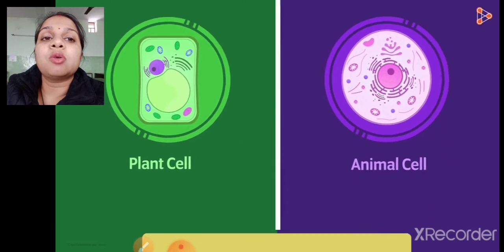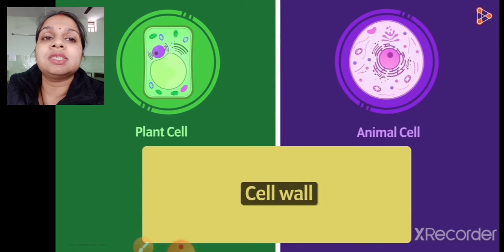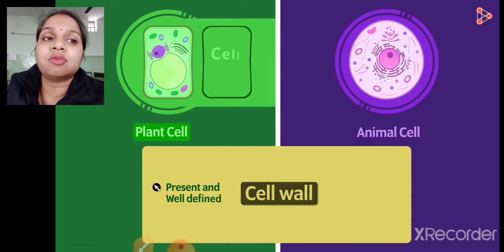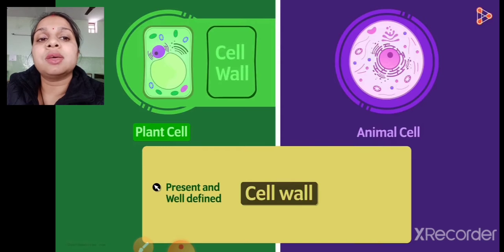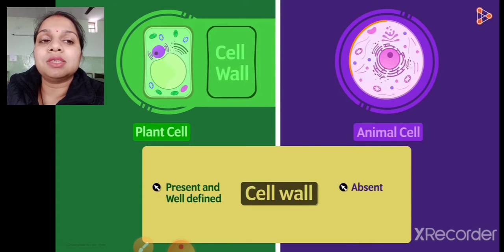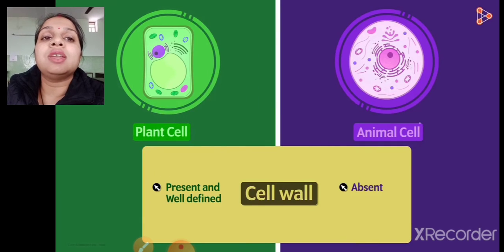The first point is the cell wall. In a plant cell, the cell wall is present, but in an animal cell, the cell wall is absent. A well defined cell wall is present in the plant cell. The function performed by the cell wall in a plant cell is to give rigidity to the plant. Rigidity is provided by the cell wall in plant cells.